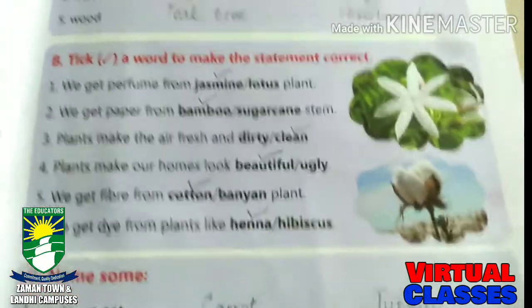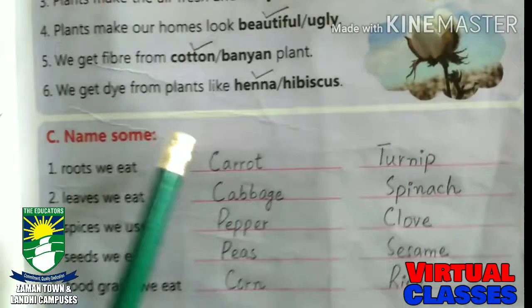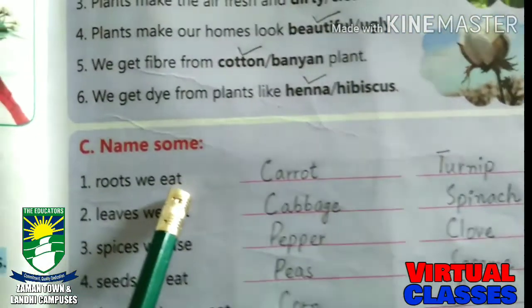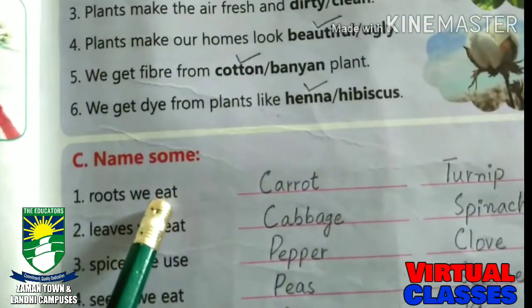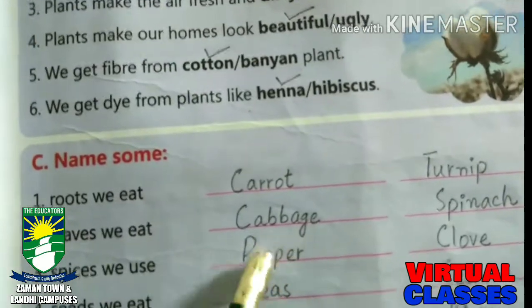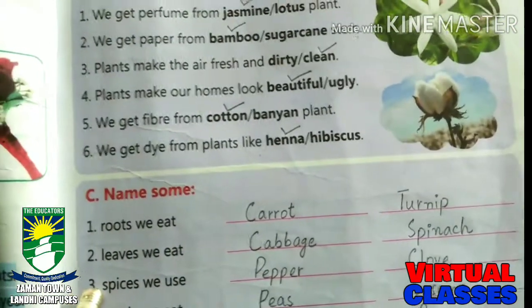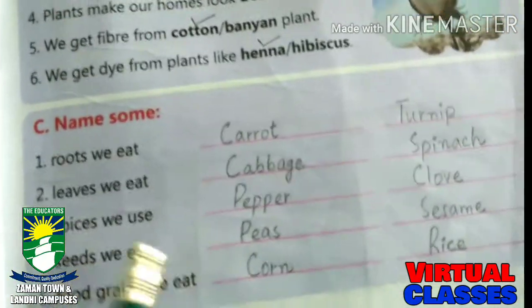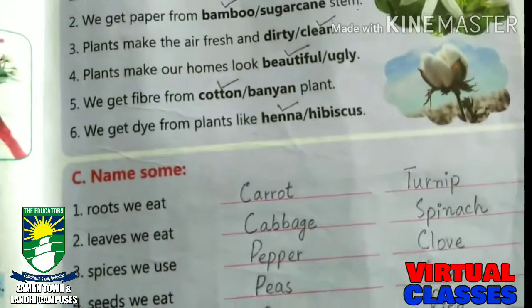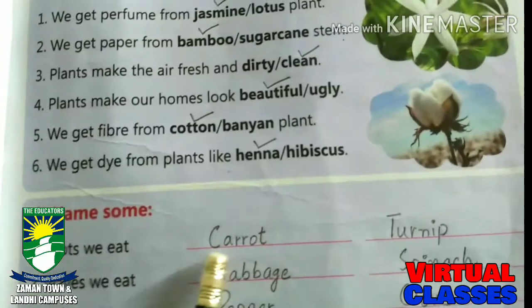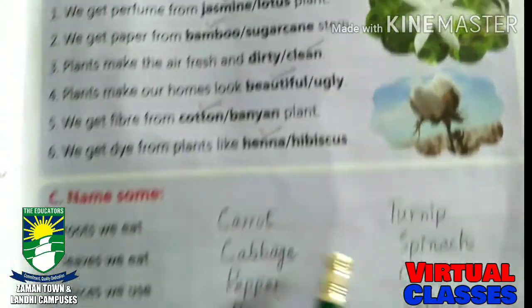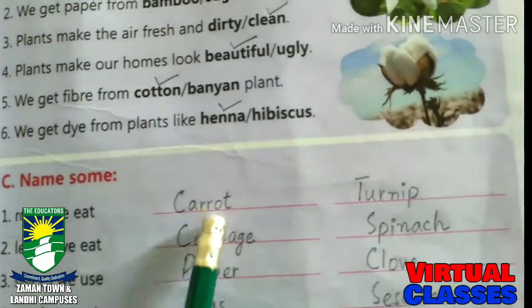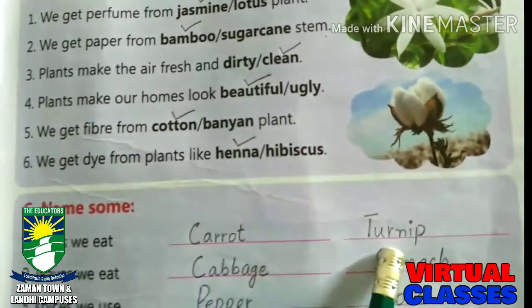Now, let's move towards exercise C. This is exercise C. Name some roots we eat. Which roots do we eat? This is something which we read on the first page of the chapter. Roots from the plants, leaves from the plants, spices, seeds and food grains from the plants. Now, roots we eat are carrot and turnip. Write these two names. Number 1, carrot and turnip.